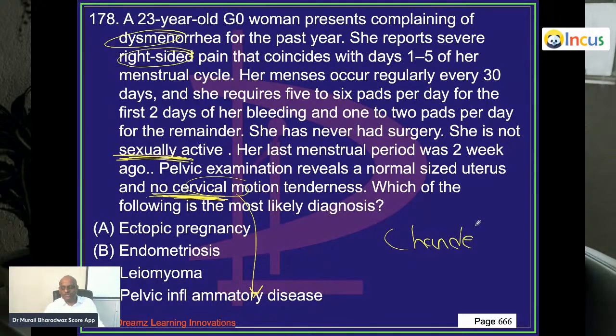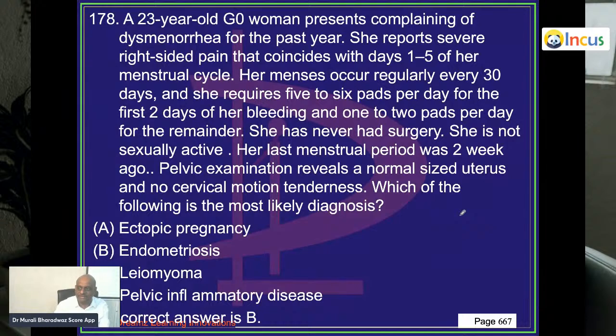Chandelier sign. You remember chandelier? To a woman who has a severe pelvic inflammatory disease, the cervix will be so tender. If you wear glove and try to put the hand in, she will kick you so that you will go and catch the chandelier. That's called chandelier sign. No cervical motion tenderness.